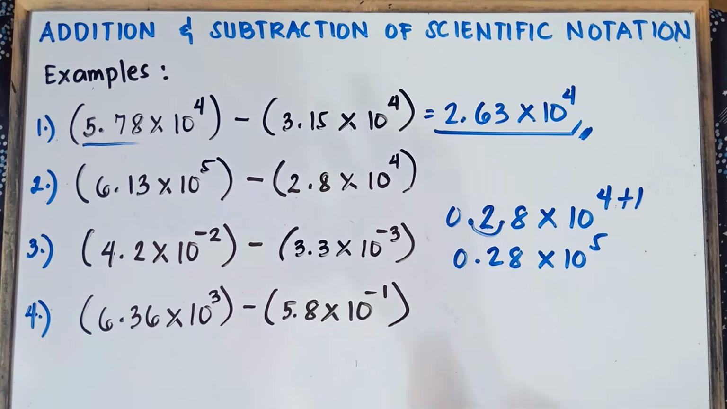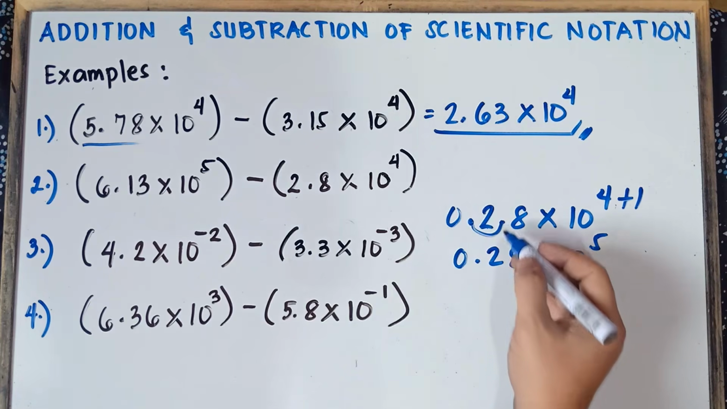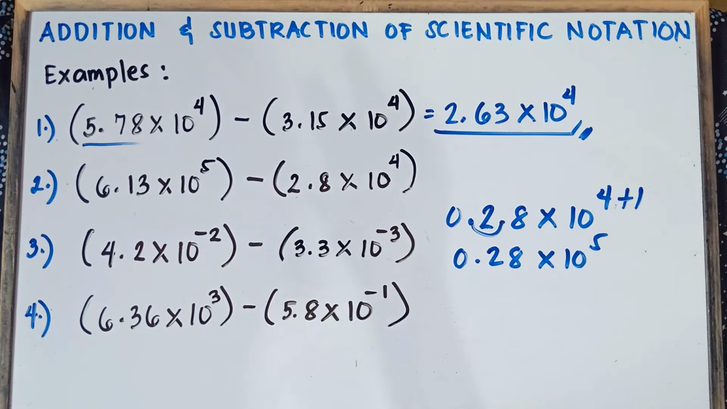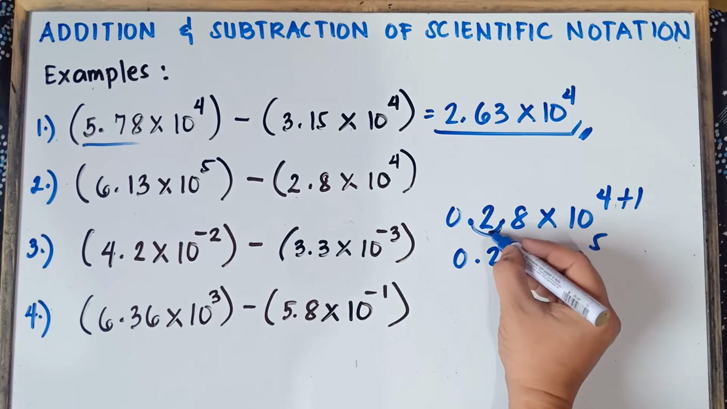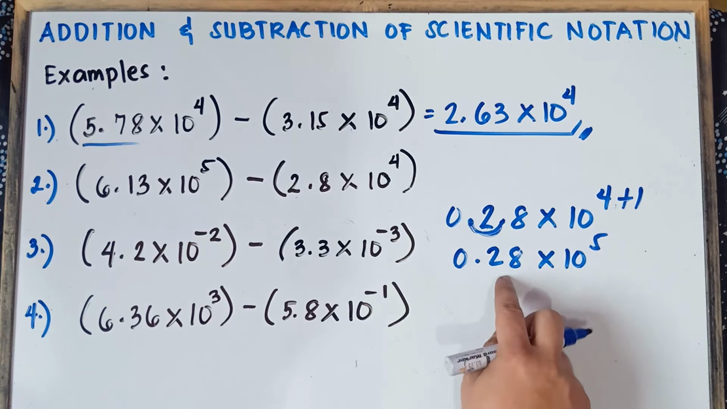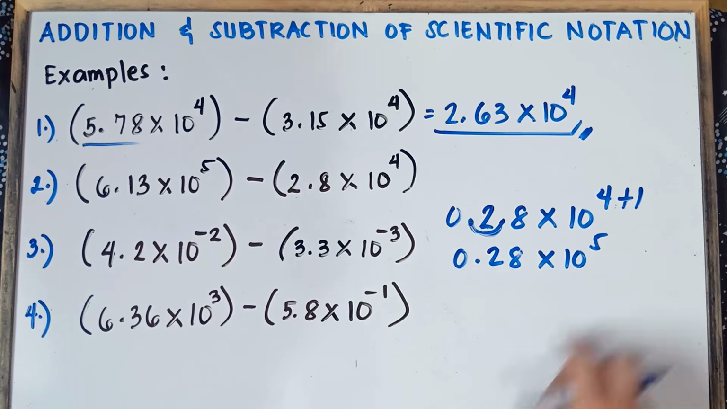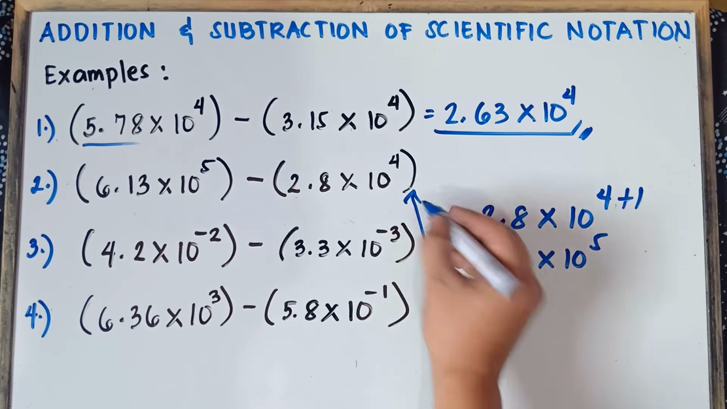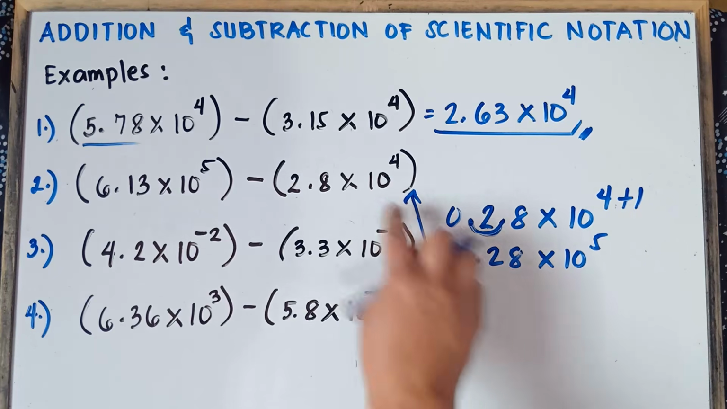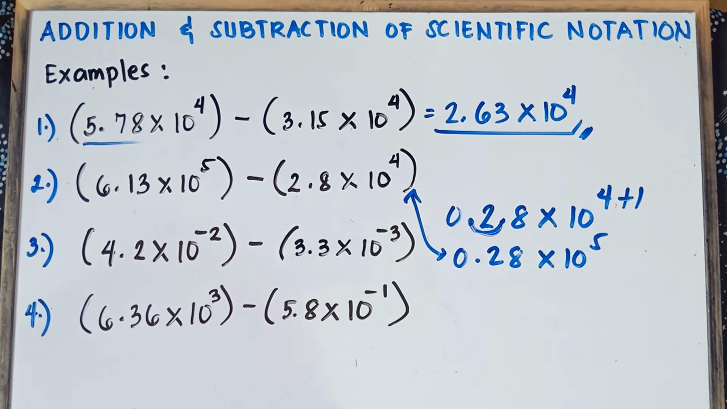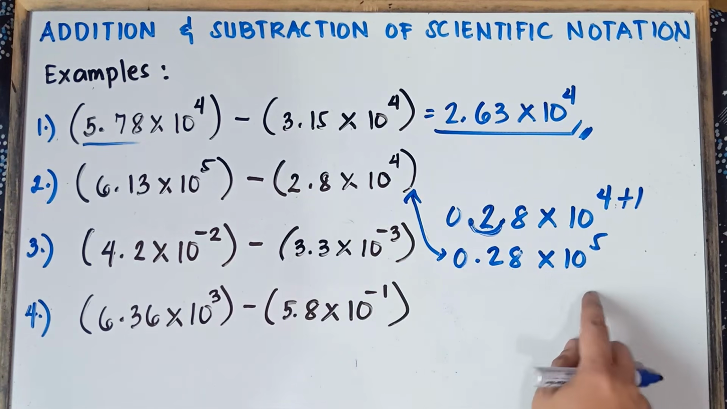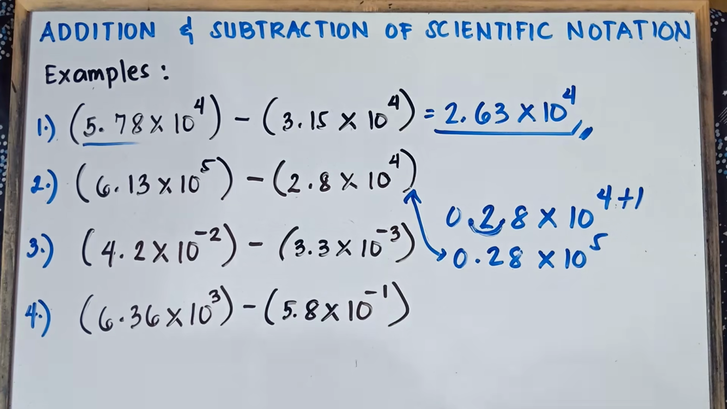Now, if you add 2, therefore, you need to move the decimal point right to left twice. If you add 3, therefore, you need to move the decimal point right to left 3 times. Now, since we just only add 1, therefore, we need to move the decimal point right to left once. That's why, class, we have 0.28 times 10 raised to the power of 5. And this is just the same, class. We need to adjust. So, therefore, can we subtract it now? Yep, we can subtract it now because they have the same exponent.